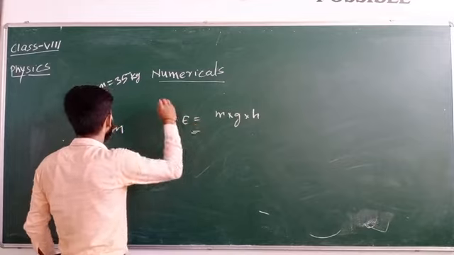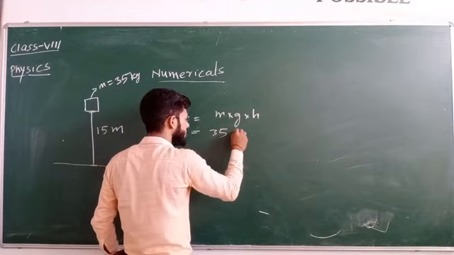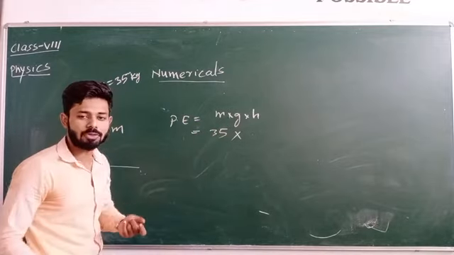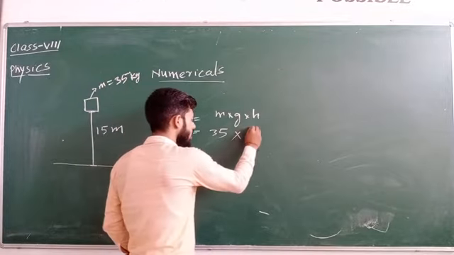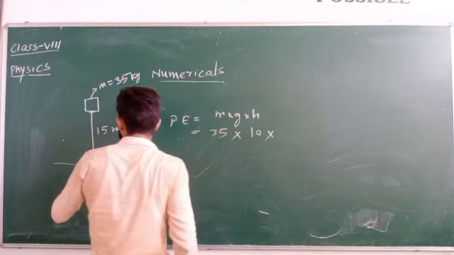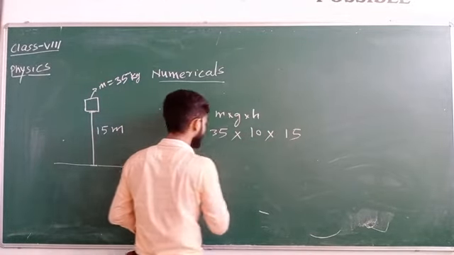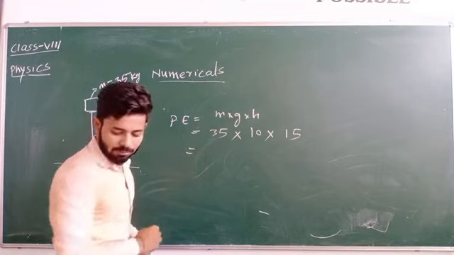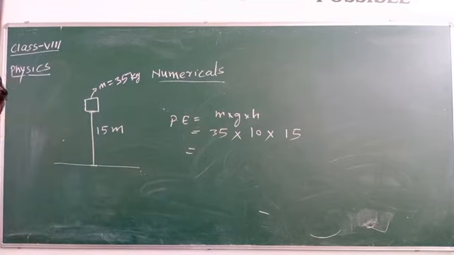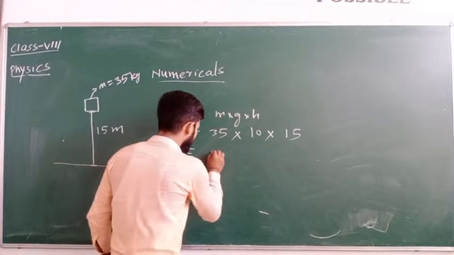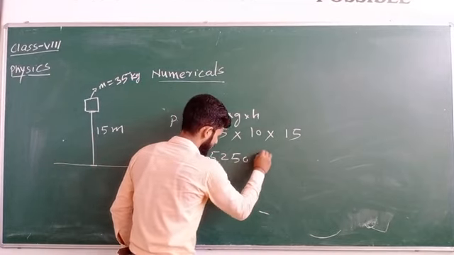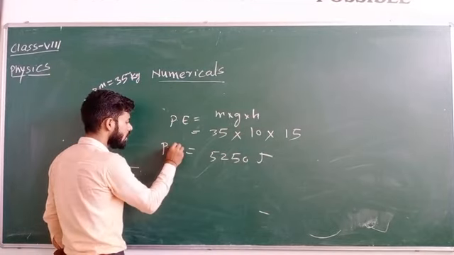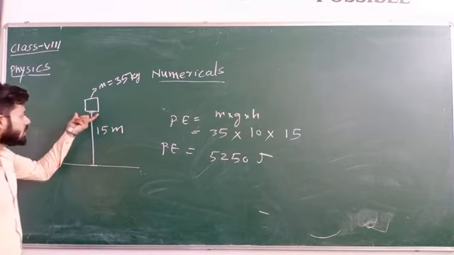What is the mass? Mass of the object is 35 kg into what is g? You have to take g as 10. So 10 into height 15. After multiplying, finally you will get 5250 joule. So this is your potential energy which is contained in this object.